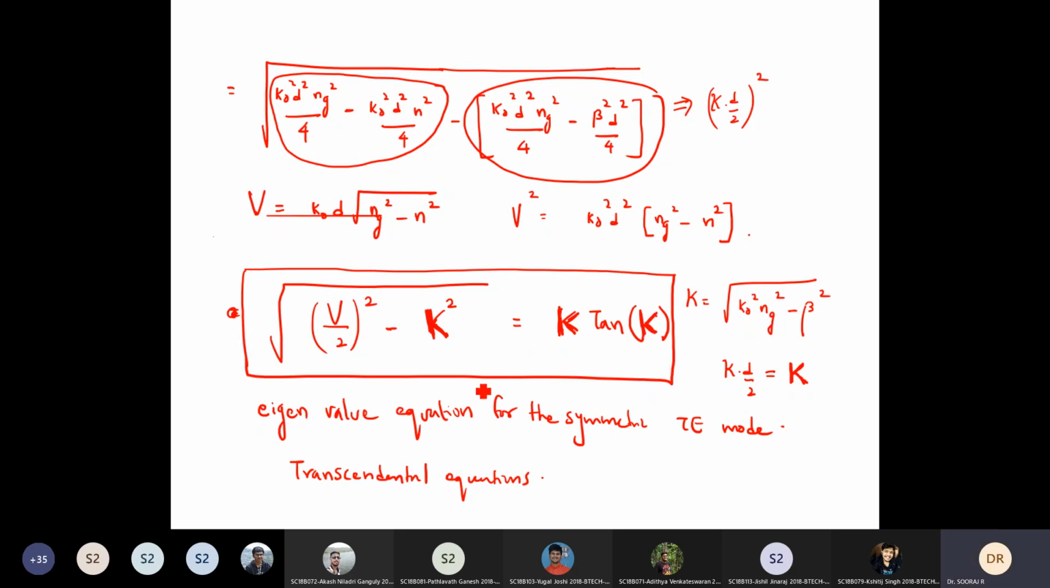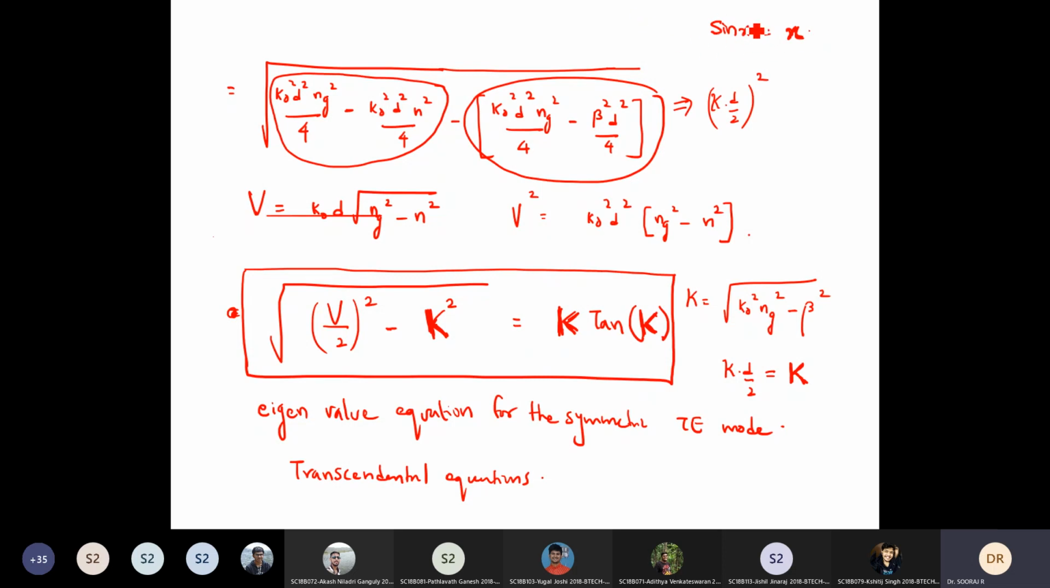The best way to solve this equation is by using numerical techniques. You cannot have an analytical solution, but you can solve it either numerically or graphically. Suppose, for example, you have an equation sin x is equal to x. How do you solve this equation graphically? Graphically is much simpler.